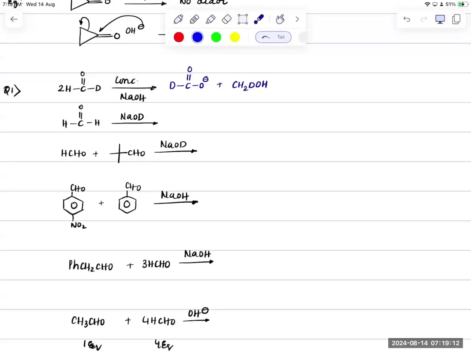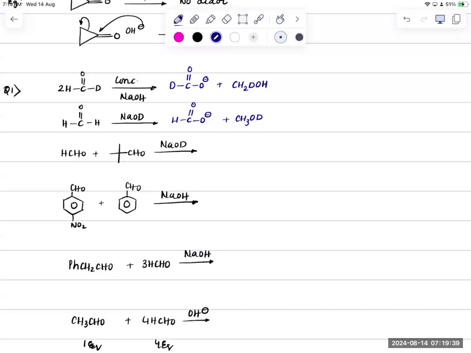Next, NaOD. So what do we have here now? So first H, C double bond O, O minus, this will form, and then the second mole which is getting reduced will have CH3OD. That is a product formed. Again, this D will come from here.